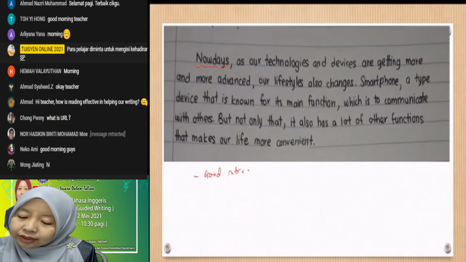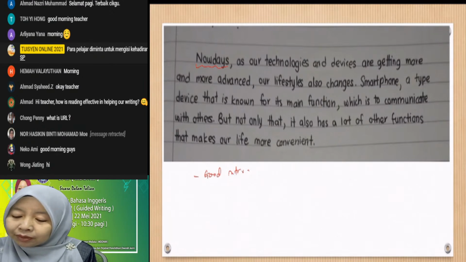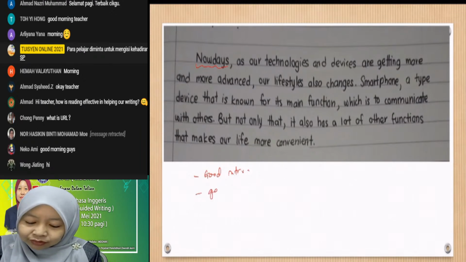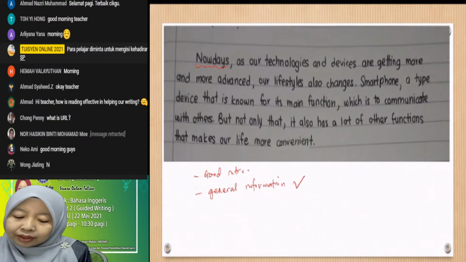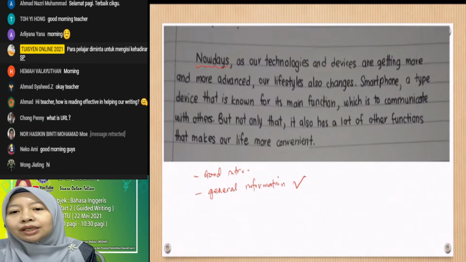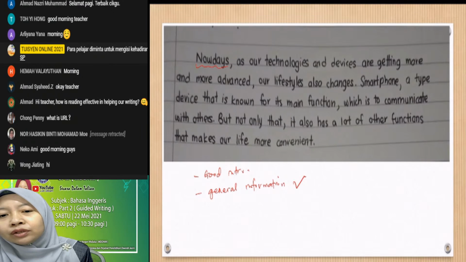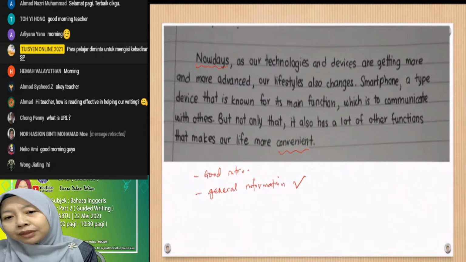Okay, how can our lifestyle change because of the smartphone? So what is smartphone? So this student explained. Okay, based on his understanding, smartphone is a type of device that is known for its main function we can use to communicate with others. So he give general information about smartphone. But not only that, it also has a lot of other function that makes our life more convenient. Read the last sentence. We want to know what are the other function that smartphone can offer to us, where it can make our life more convenient. So where can you get that info? You can go to the next paragraph.